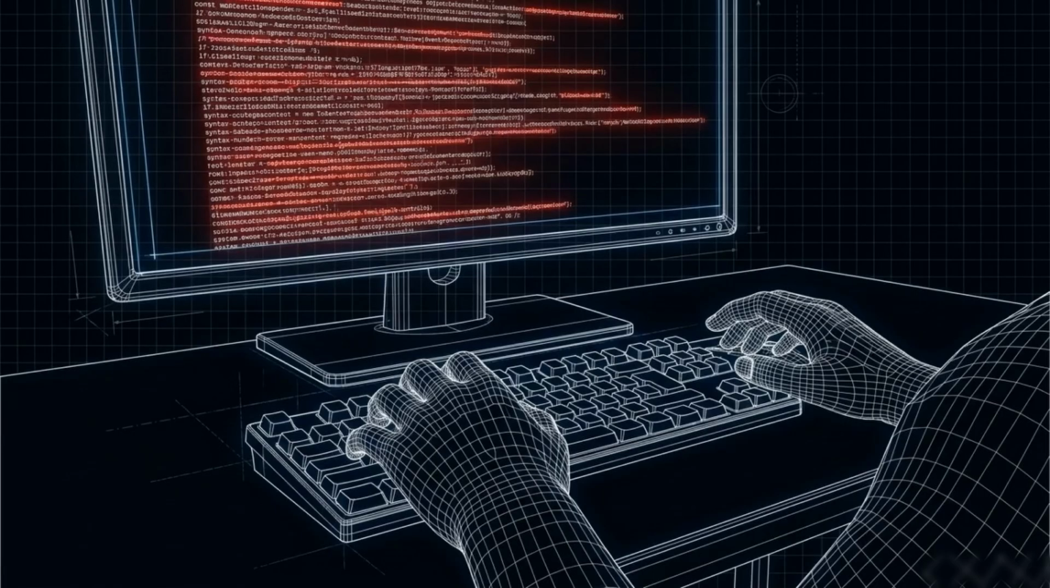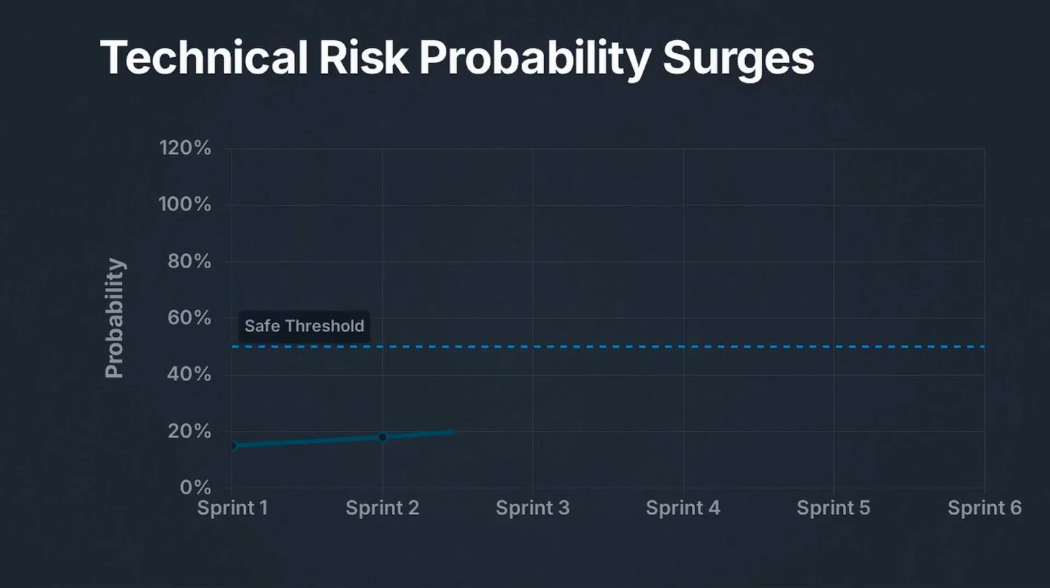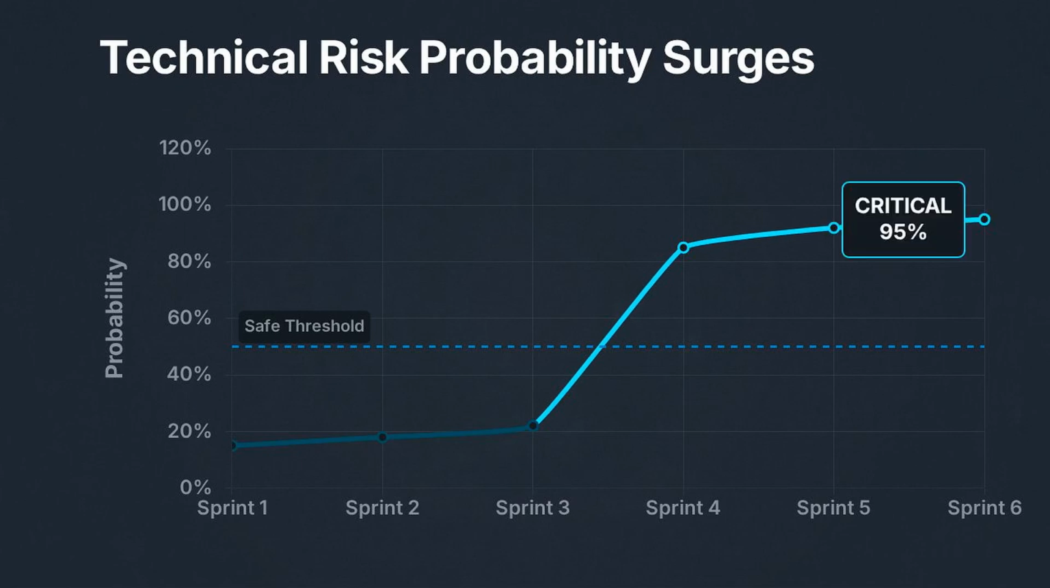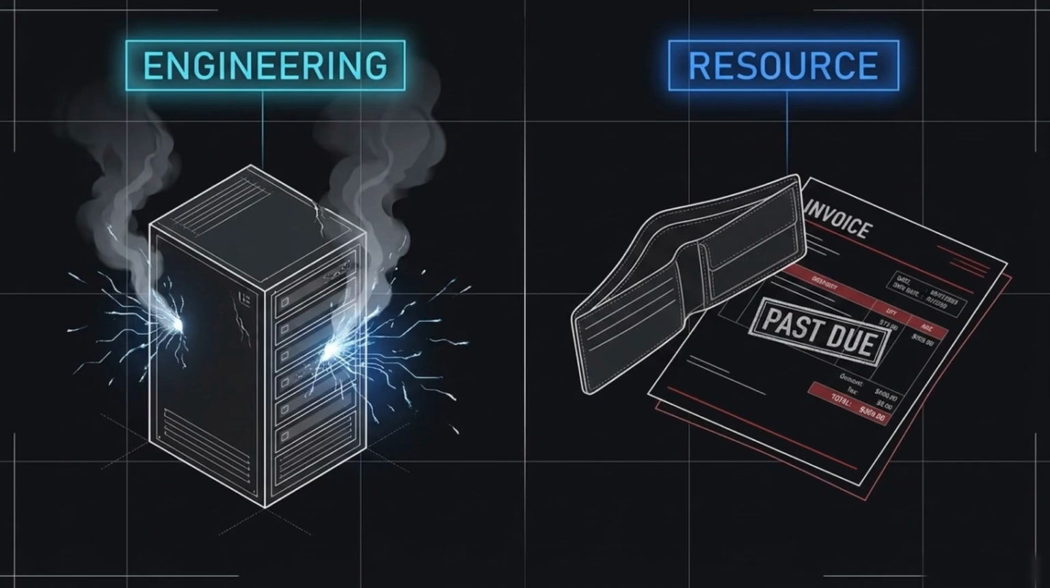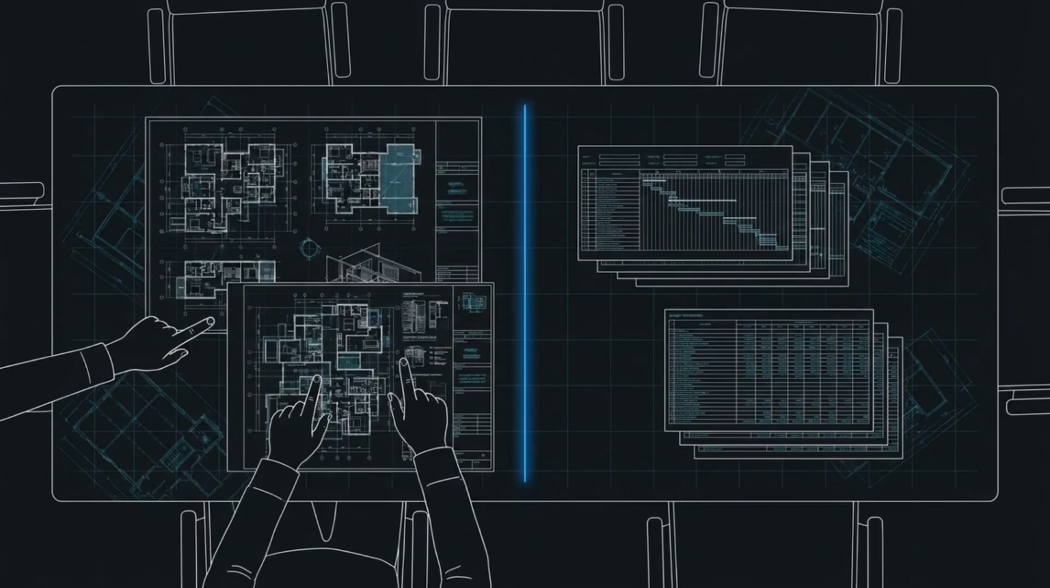For example, if a company mandates the use of a brand new programming language the team has never used before, the probability of a technical risk occurring spikes immediately. Notice the distinction. A server crashing is an engineering failure, while running out of money to buy a server is a resource failure. Separating project and technical risks prevents management errors. It ensures leaders do not try to solve an engineering failure with a scheduling solution.